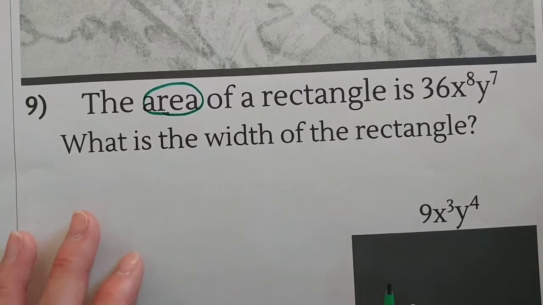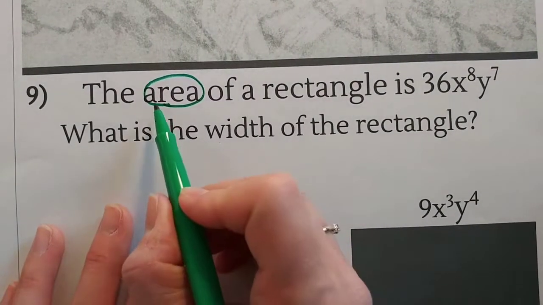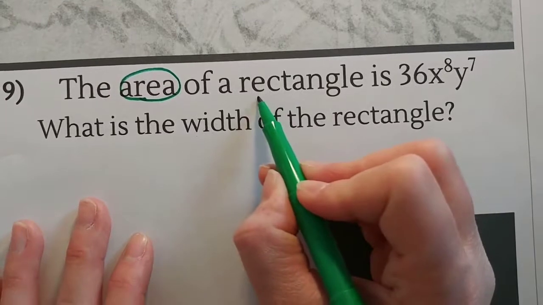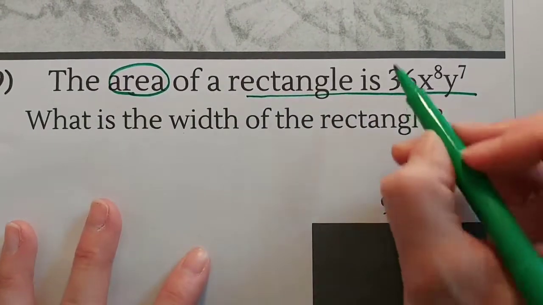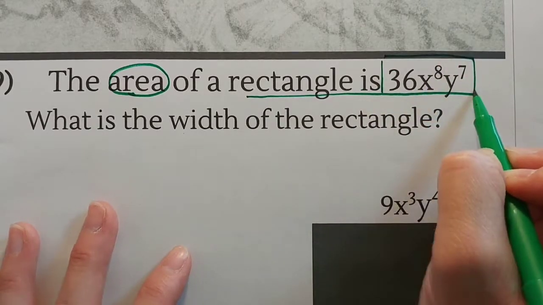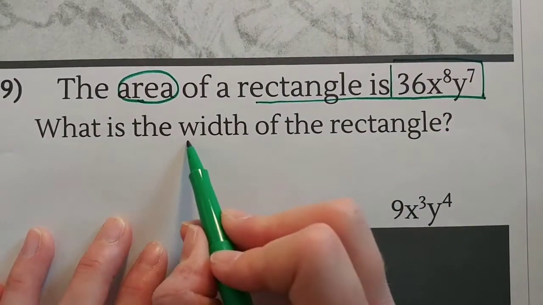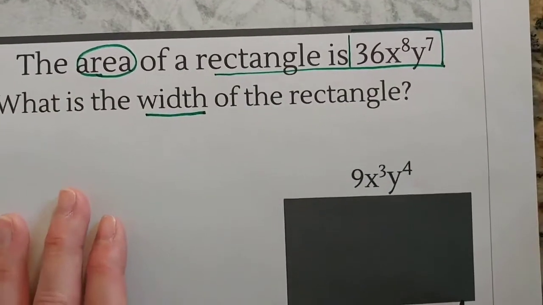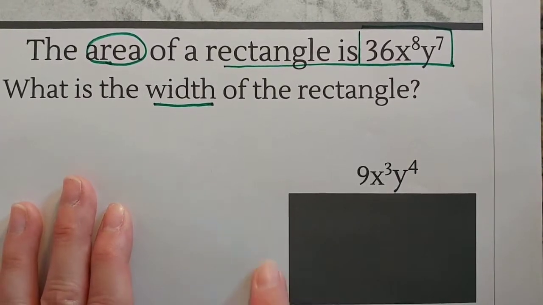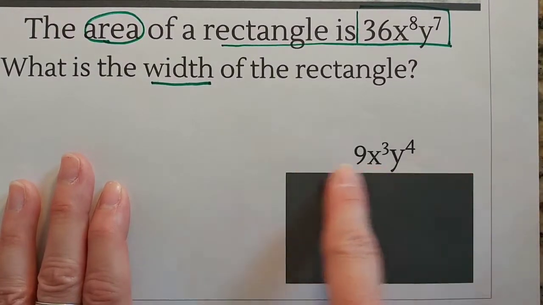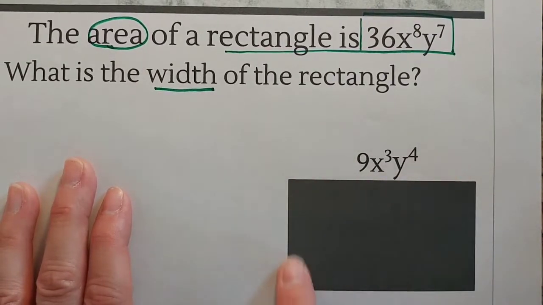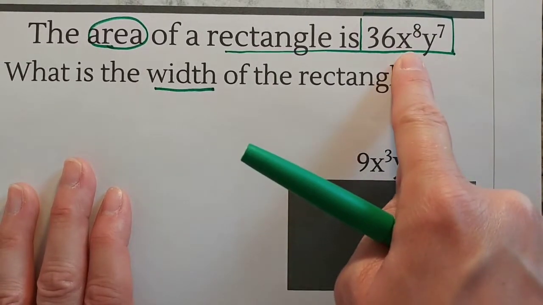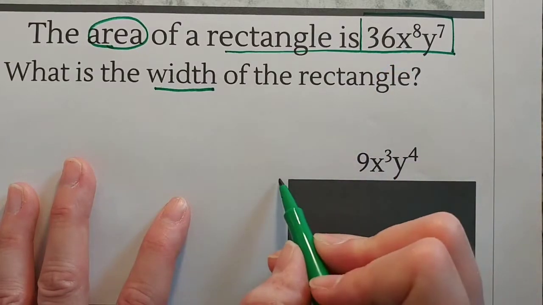All right, let's take a look at number 9. Number 9 says that the area of the rectangle is 36x to the 8th, y to the 7th. It's this expression right here. We're asked to find the width of the rectangle. So right here you can see this is the width, and here we have the length. To find the area of a rectangle, we take the width times the length, and that will give us the area. But we don't know this width.